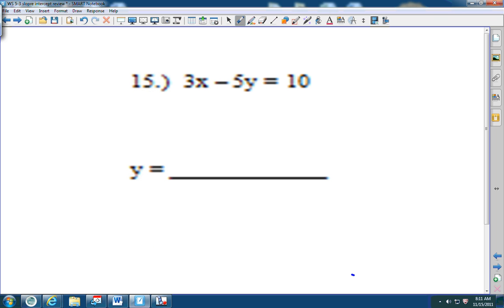There's the next one. I would pause that video and see if you can solve for y on this one. What's the first thing you do to get y by itself? You move this 3x. How do you move a positive 3x? Subtract 3x from each side. Well, I get negative 5.